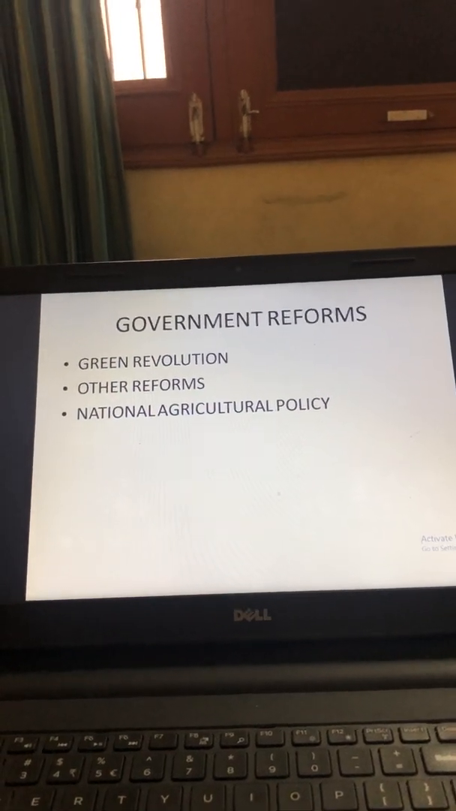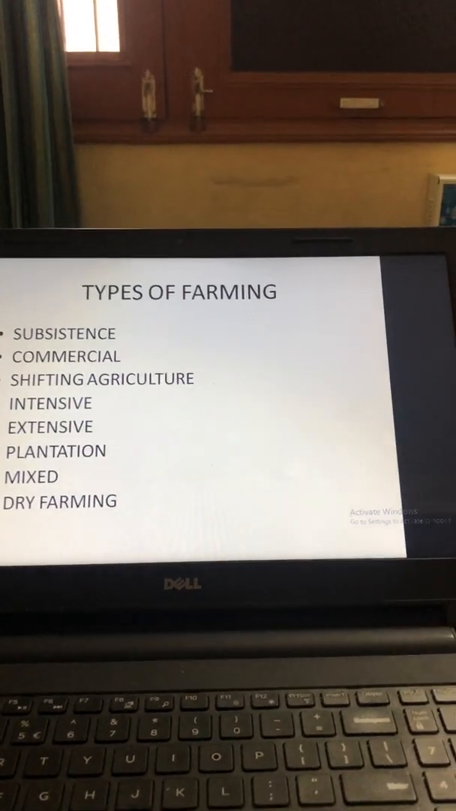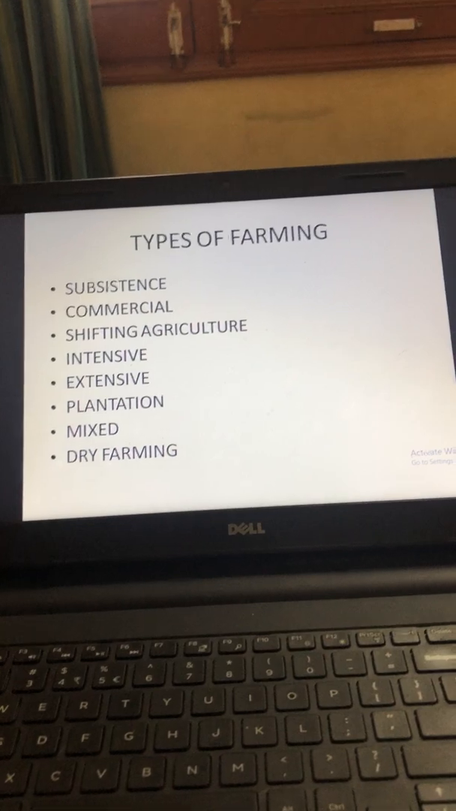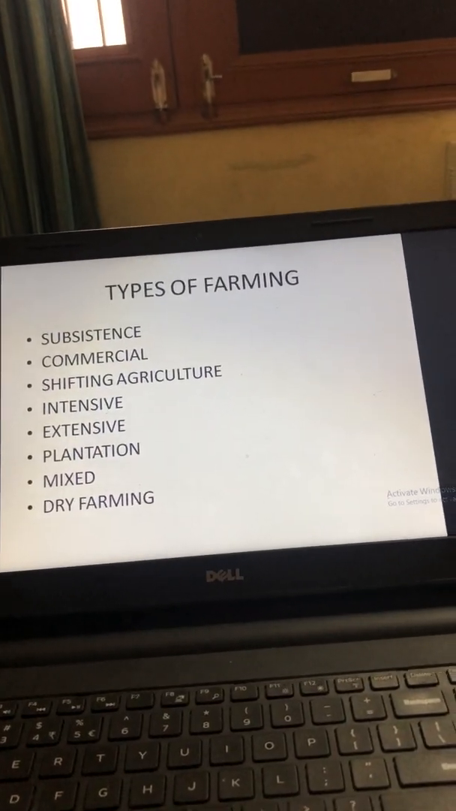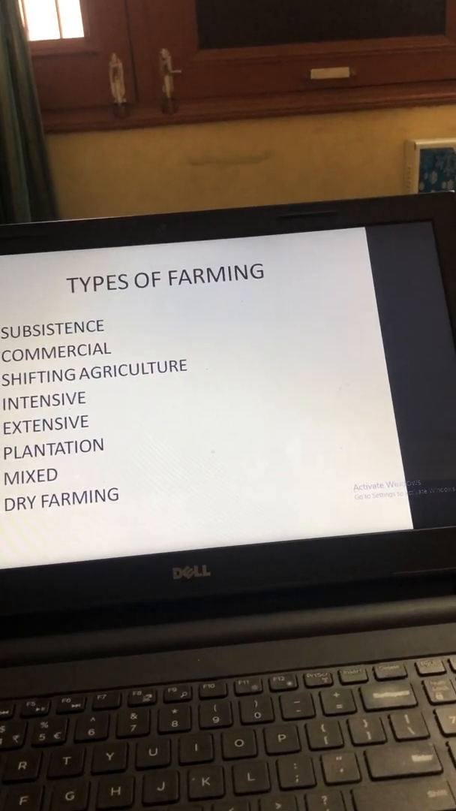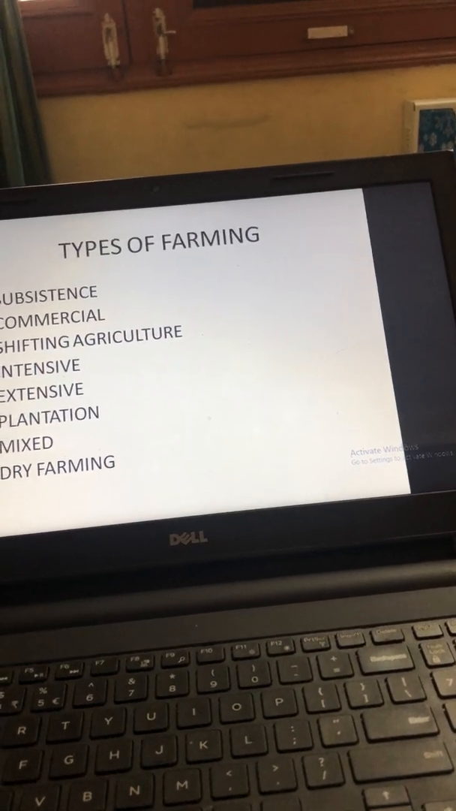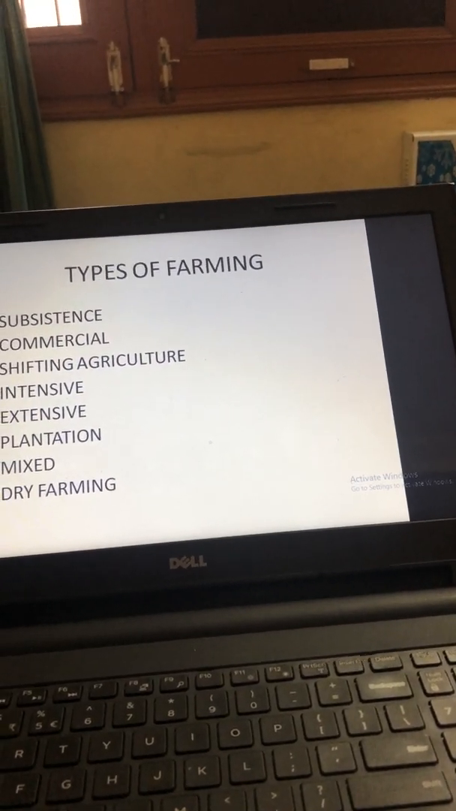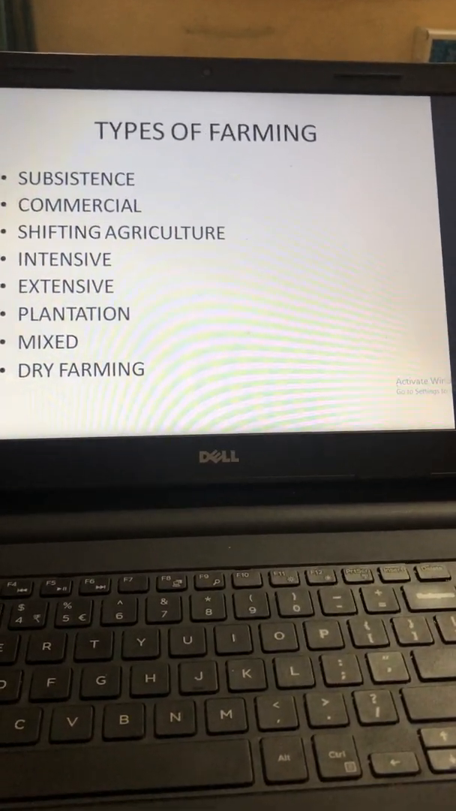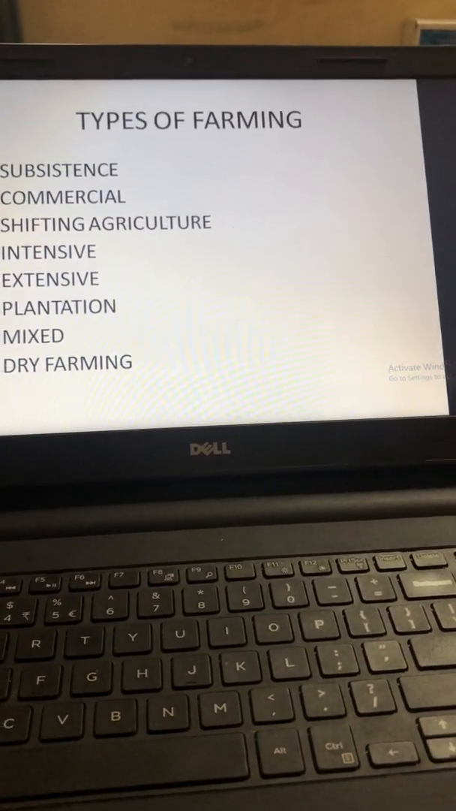Then coming to the next topic, that is types of farming. So in India, we have almost 8 types of farming that we indulge in. But the main reason is why we have these different types of farming in different regions. The main reason for this is that India is a very huge country. It has a vast size, and there are different climatic patterns in the different parts of our country, and the geographical conditions, the soil, etc. also vary from place to place, and hence we have these different types of farming.